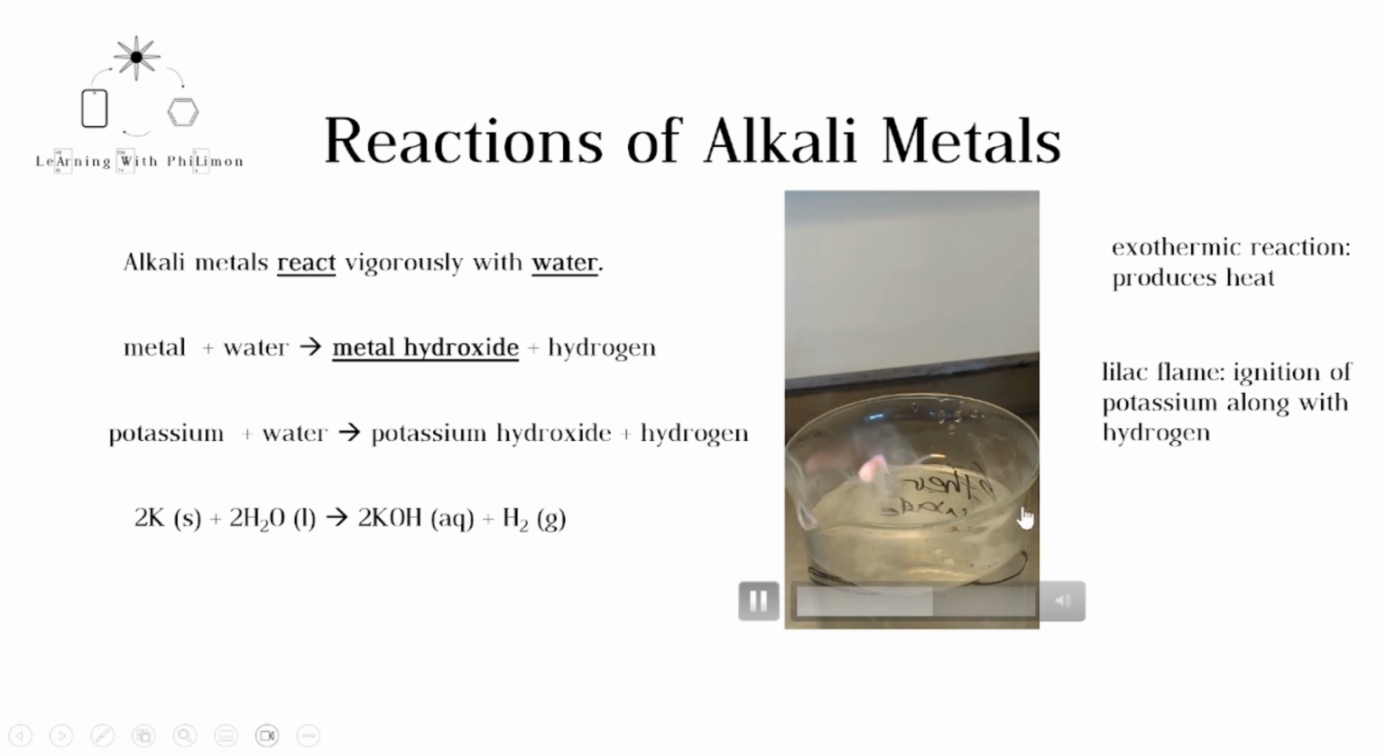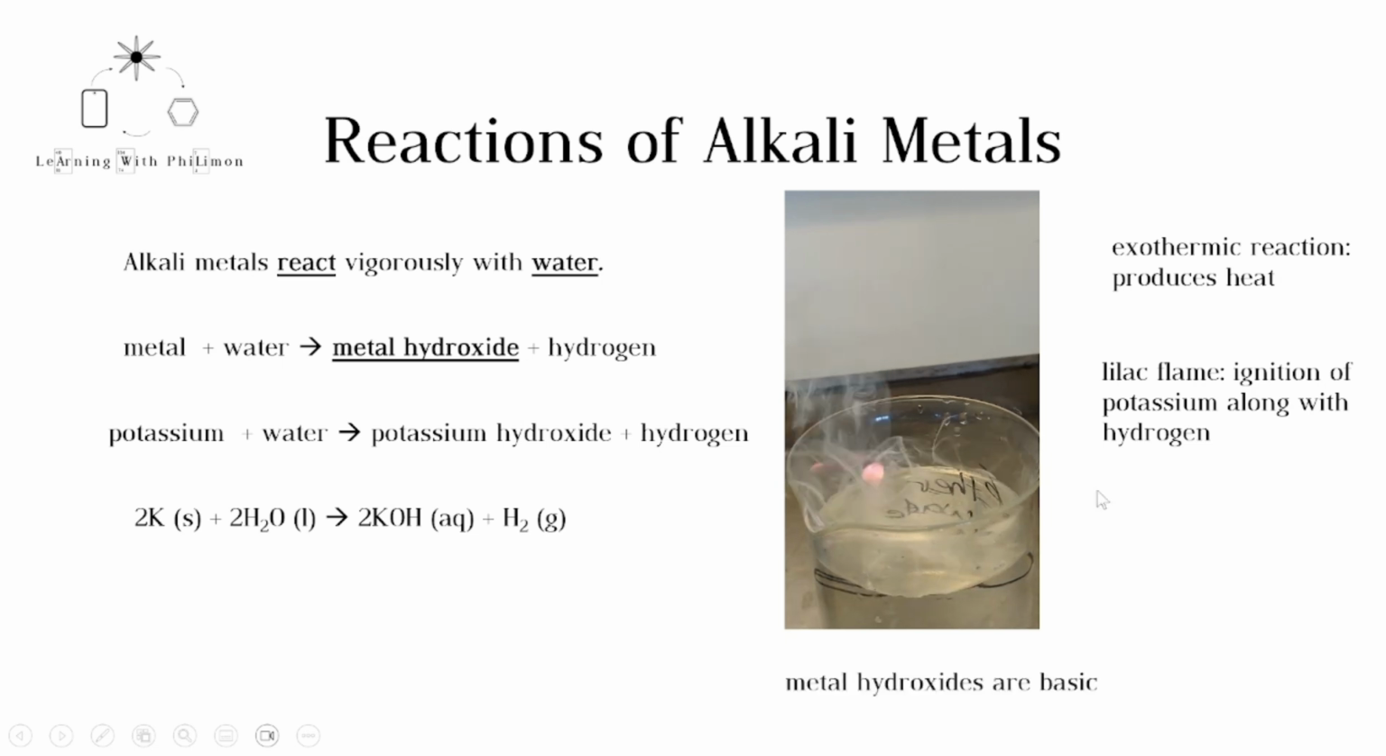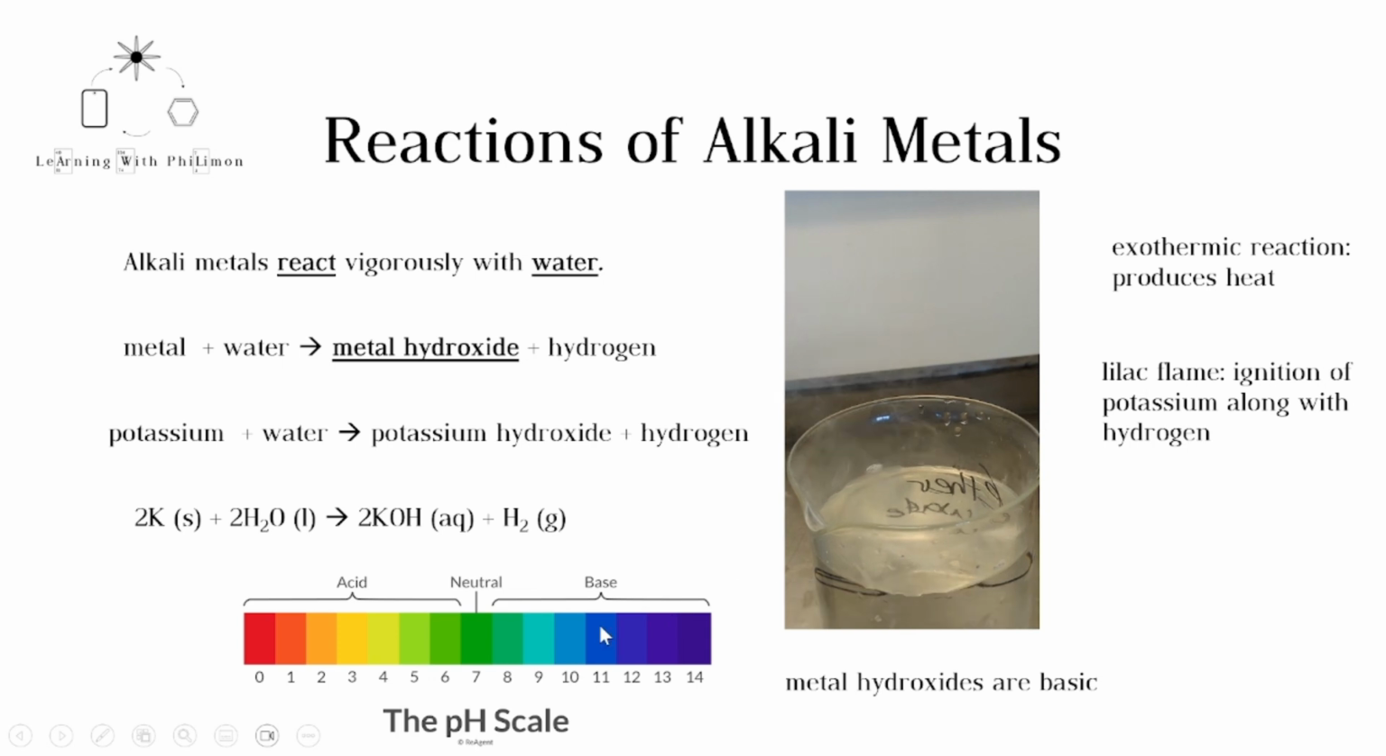The potassium hydroxide produced is basic, which is the opposite of an acid. If you add universal indicator to the aqueous solution formed, it will turn blue or purple, showing that the pH is greater than 7. Now let's have a look at why some alkali metals are more reactive than others.